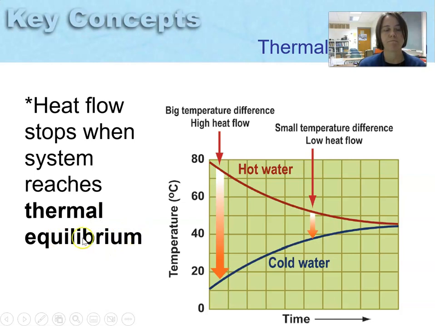So write that down. We'll talk about it. Equilibrium is a dynamic state where whatever is happening on one side going in one direction is balanced by something in the opposite direction. So if 3 people leave the room, that means 3 people have to come into the room for it to be in equilibrium, in balance. So the heat flow stops when the system reaches thermal equilibrium.